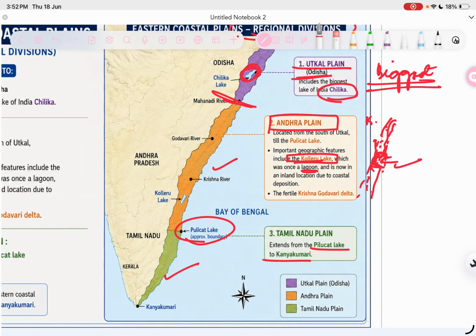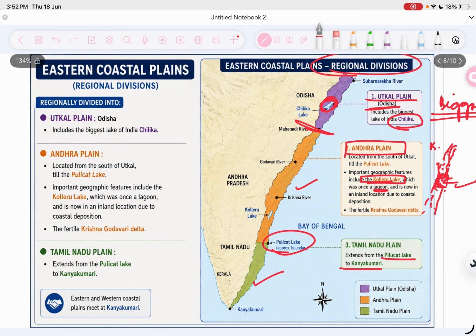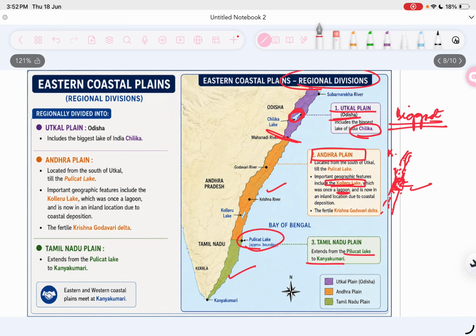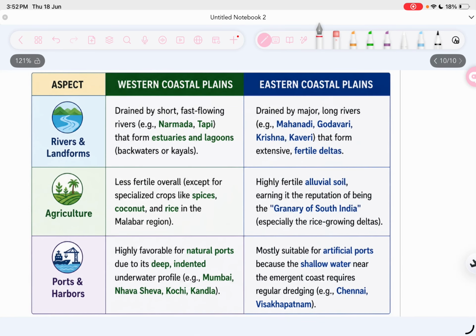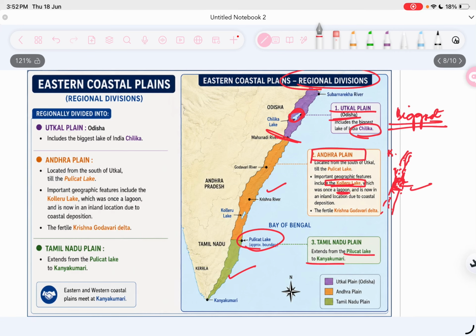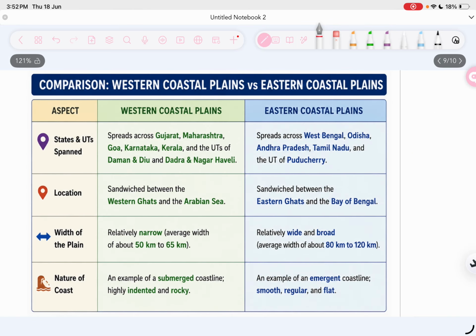Tamil Nadu plain is from Pulicat Lake to Kanyakumari. Now we all are aware that the western coastal plain also ends at Kanyakumari. We have seen that Malabar coast ended at Kanyakumari, and now the Tamil Nadu plain also ended at Kanyakumari. So both eastern and western coastal plains meet at Kanyakumari.